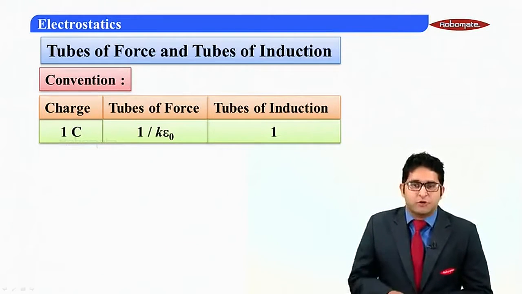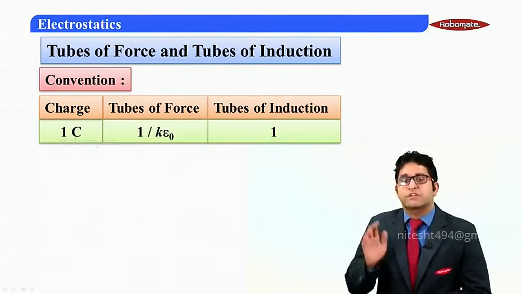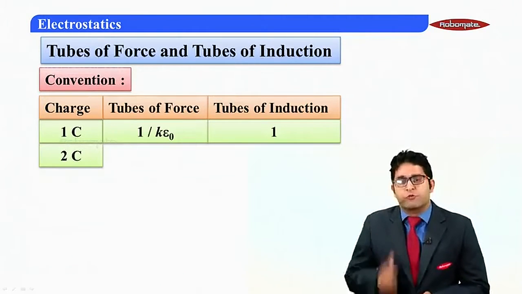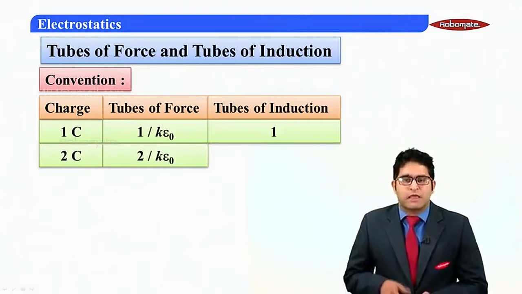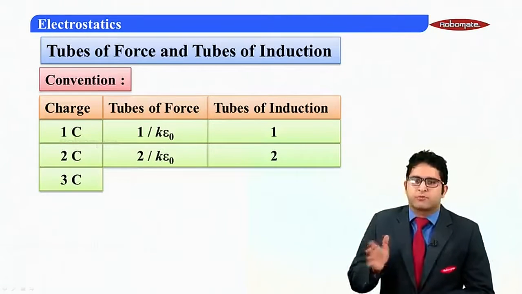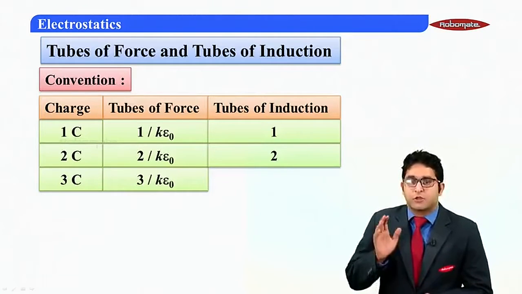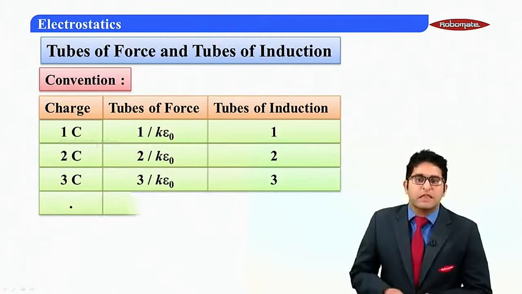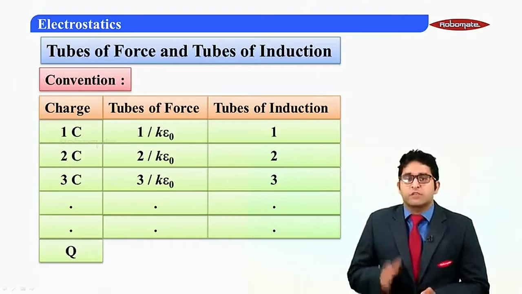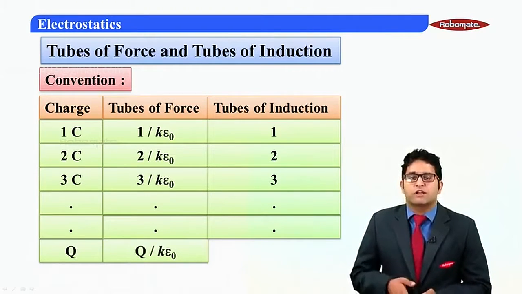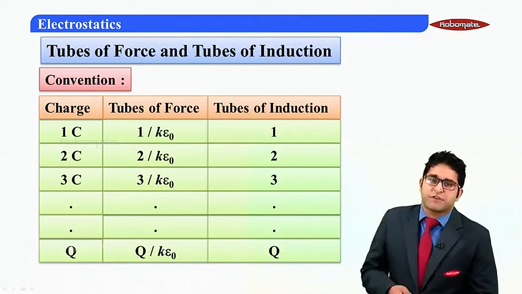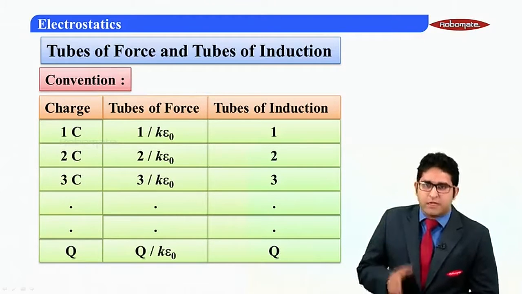Right? That's why it is equal to 1, and that's why in case of tubes of force it is 1 upon k epsilon naught. Now let's say the value of charge is 2 coulomb, then the tubes of force coming out is 2 upon k epsilon naught, and tubes of induction coming out is equal to 2. If the value of charge is 3 coulomb, then tubes of force becomes 3 upon k epsilon naught, and the tubes of induction will become 3. Similarly, if the value of charge is capital Q, then the tubes of force coming out is Q upon k epsilon naught, and the tubes of induction coming out is Q. Right? So this convention is very important. Please make a note of it. Now let us move further.